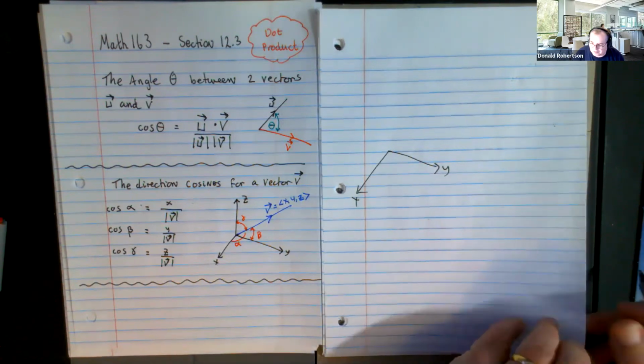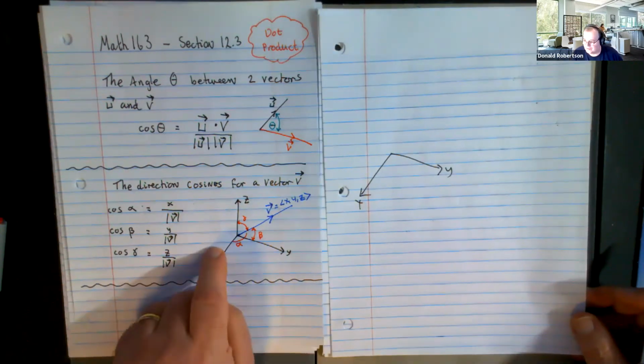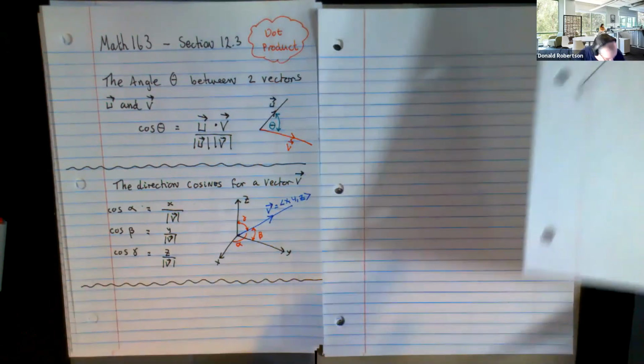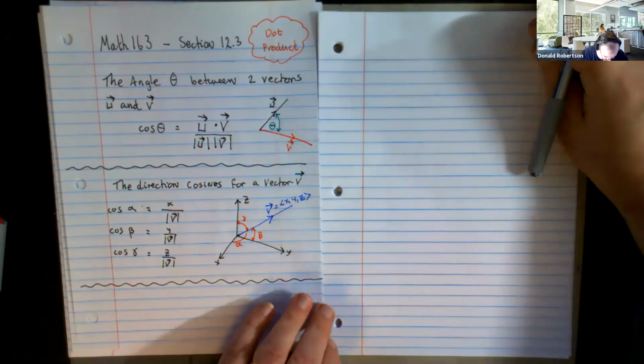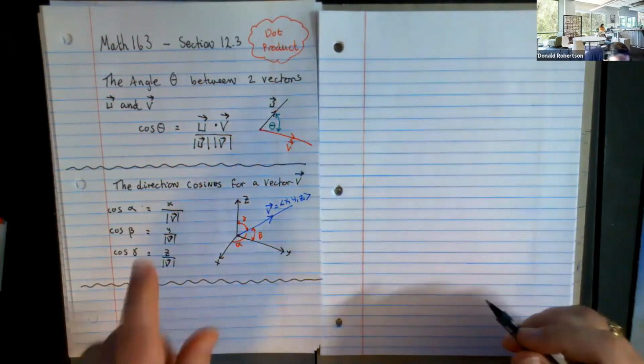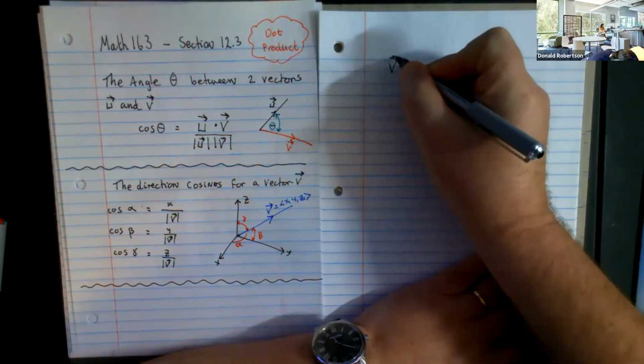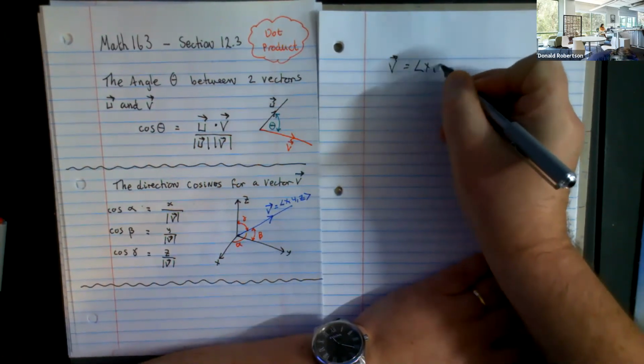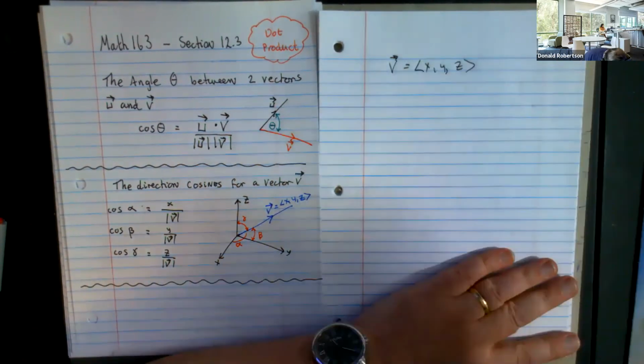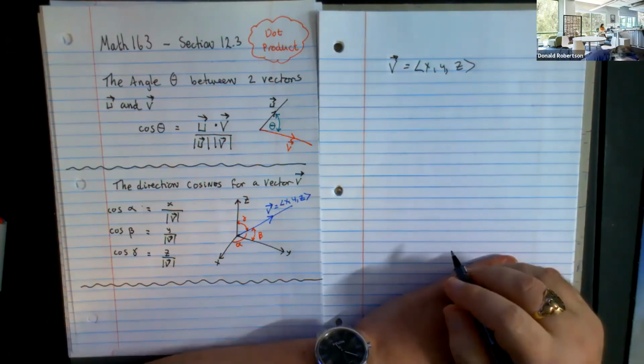Did that help, having pens rather than this, right? Don't know how well it helped, but it gives you an idea. Now, before we get too caught up on it, the vector V is just called X, Y, Z, right? So it could be any vector V that you could possibly want.